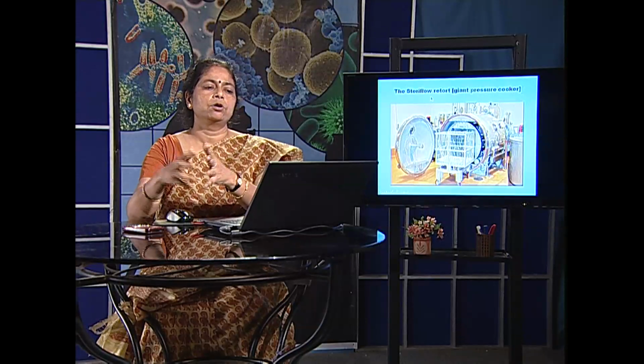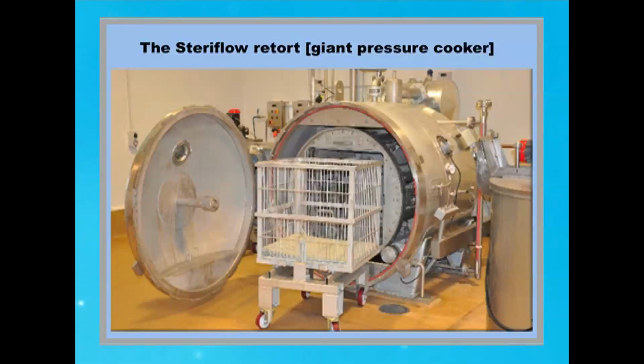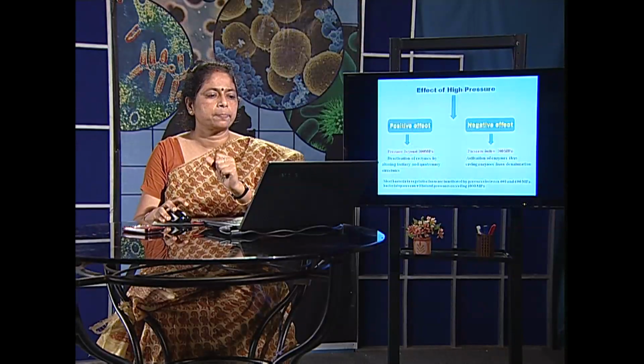The stirring-flow retort is a giant pressure cooker which is again used by the industry in order to preserve the food material by subjecting it to a high pressure. This is a large pressure cooker placed in a horizontal position, and here you can see the lid is being opened up and the materials will be packed inside this, and when this is closed, a high amount of pressure is created and therefore it sterilizes the product.